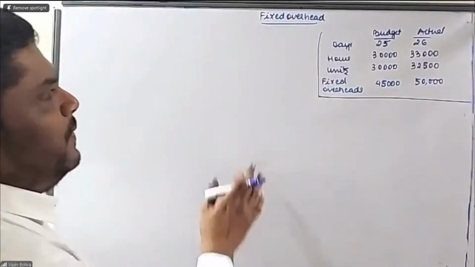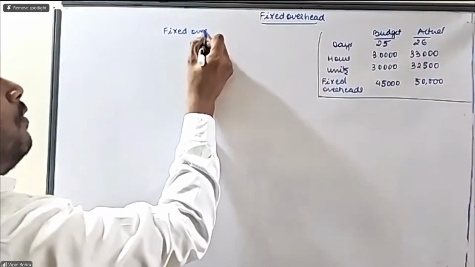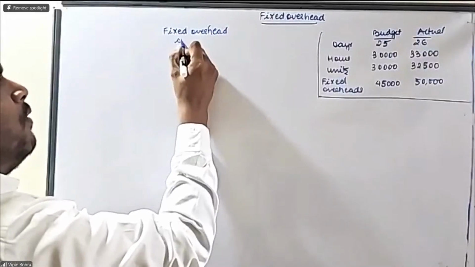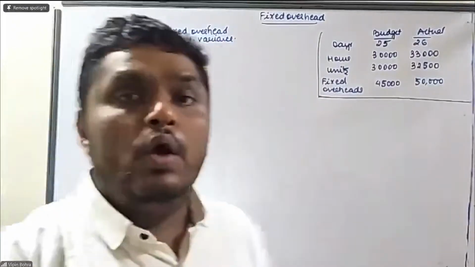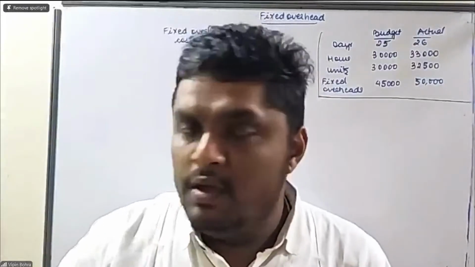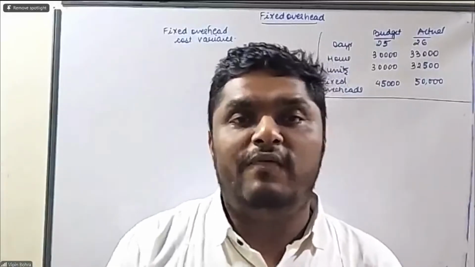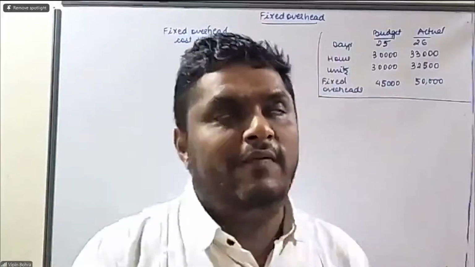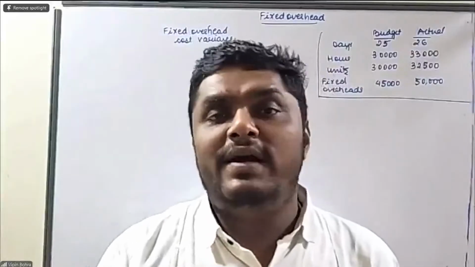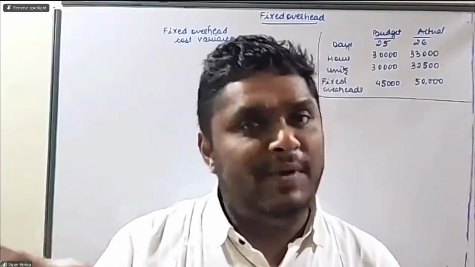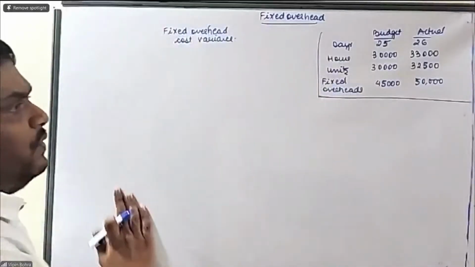So the first thing we will be calculating in fixed overhead is fixed overhead cost variance. When talking about fixed overhead cost variance, it is nothing but under or over absorption of overhead. Under absorption or over absorption of overhead. This is already covered in the overheads chapter, so I hope you guys are thorough with overheads. So now let's calculate the fixed overhead cost variance.